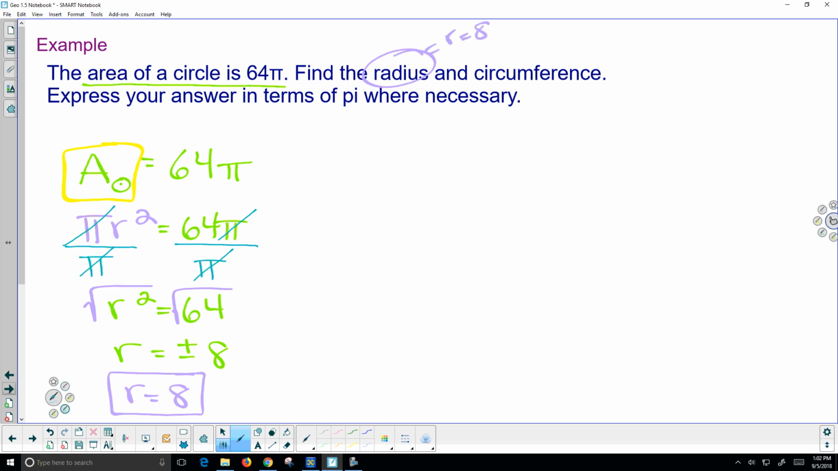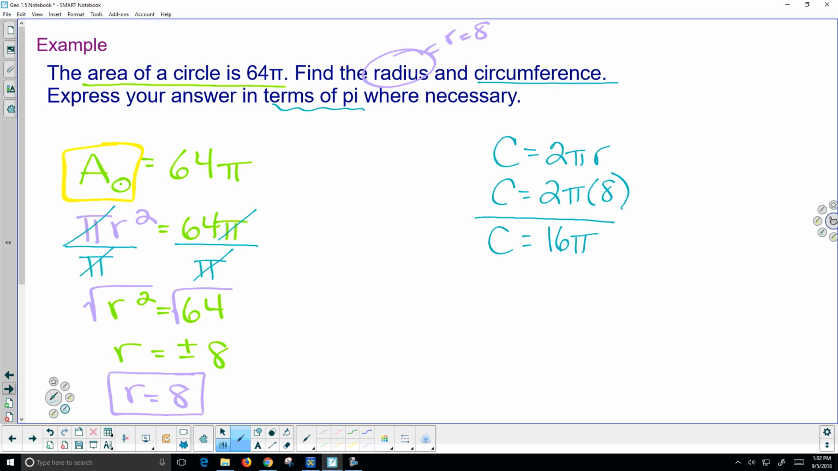The next part of the question says, find the circumference. Well, 2 slides ago, we wrote down that the circumference was equal to 2 pi r. So I'm going to go ahead and plug in r, which is 8. We can rearrange the numbers to make them suitable to us. So 2 times 8 is 16 pi. It says express your answer in terms of pi where necessary. So we can put a box around that and call it finished. The radius of my circle is 8, and the circumference of my circle is 16 pi.